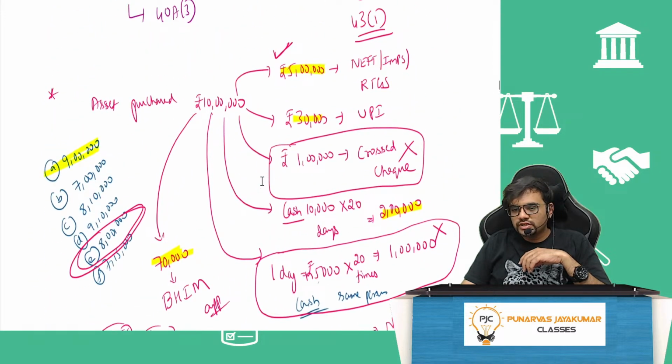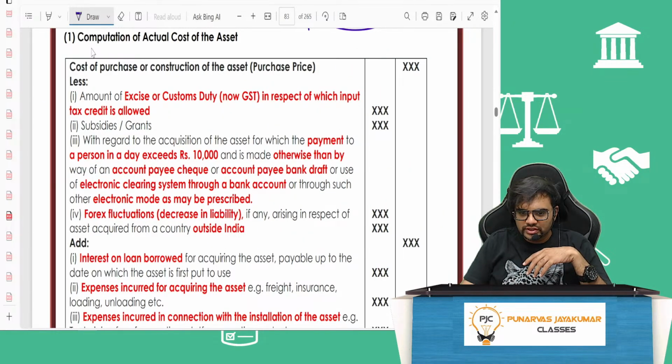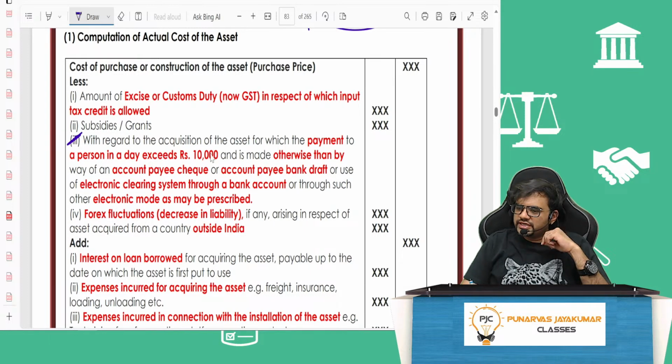That is one part of the story. So if you see here in the actual cost, what should I add? Sorry, what should I subtract? With regard to acquisition of the asset for which payment in a day exceeds 10,000.